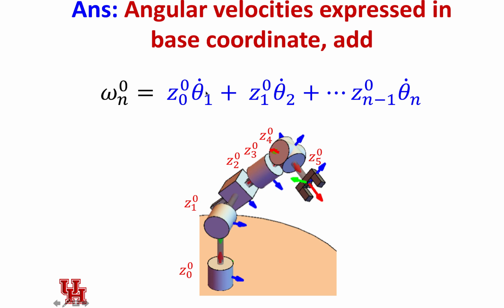So in this case, for the first joint, it's theta 1 dot about the z-axis in frame 0. And then we take our second degree of freedom, which is theta 2 dot, and we rotate that around the z-axis in coordinate frame 1. And we do that all the way out to our nth degree of freedom, which is rotating around the previous joint.